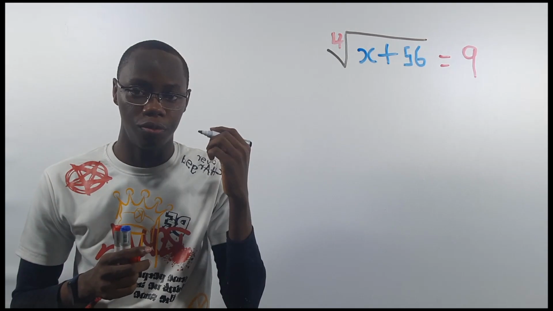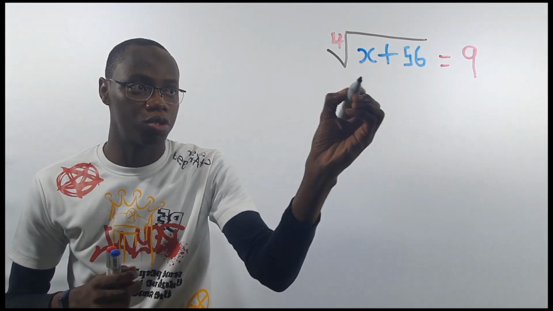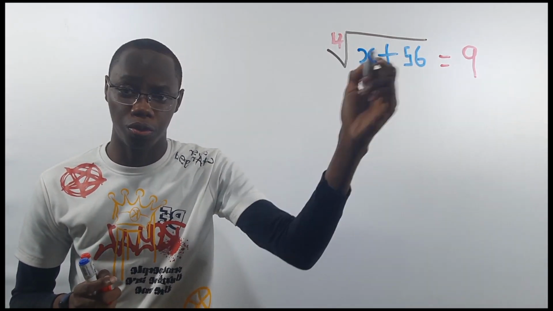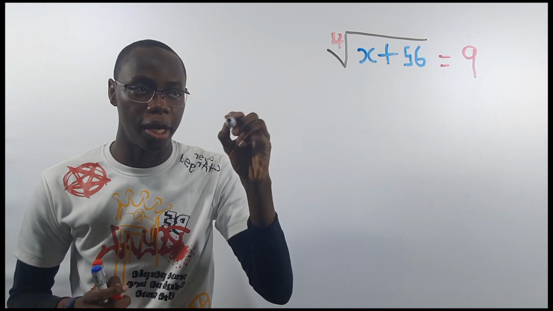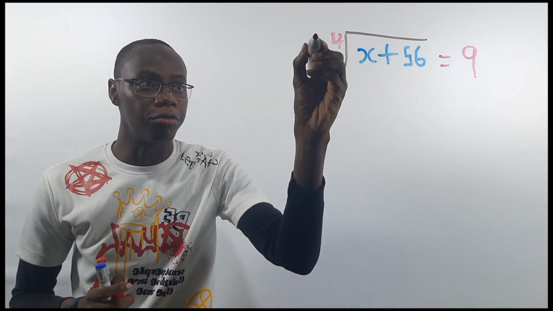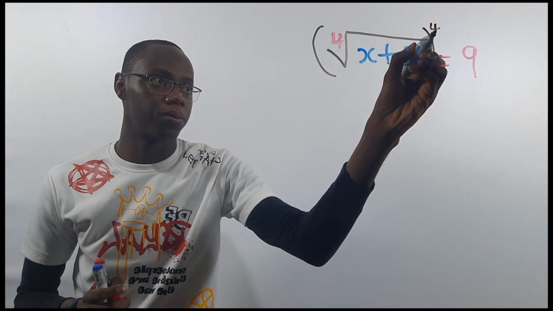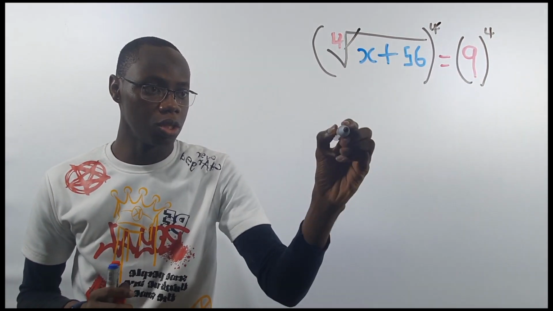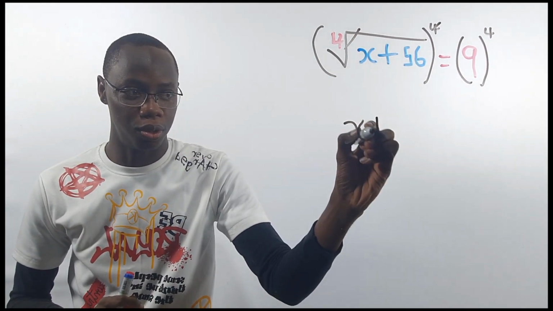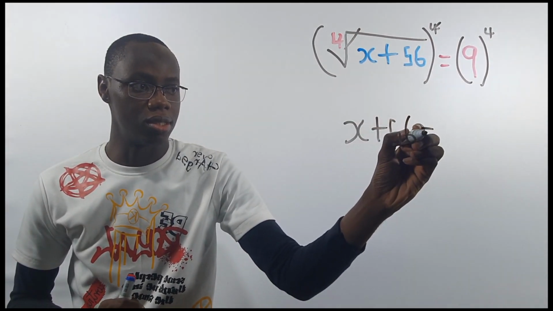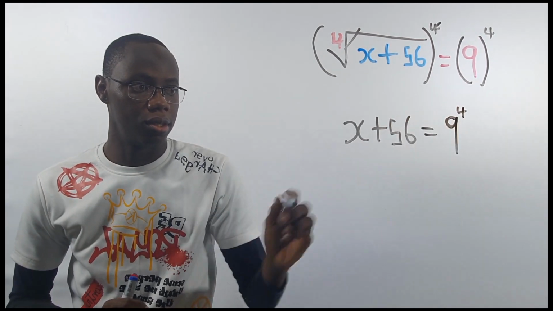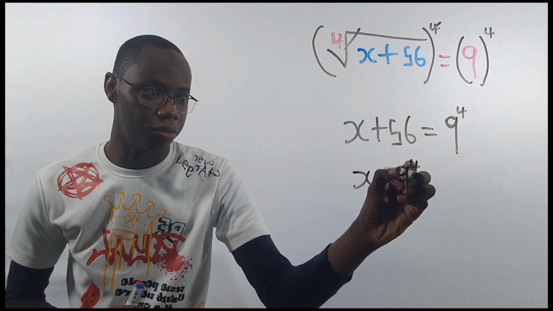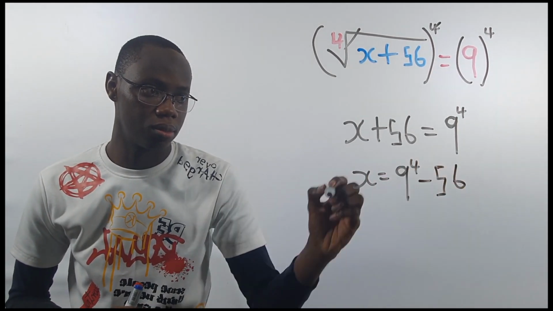Now look at this question, very basic, very easy. Look at the fourth root. The first thing you want to do is remove the fourth root. All you need to do is raise everything to the power of 4, and then everything here becomes 4. Once we cancel out, we're left with x plus 56 is equal to 9 raised to the power 4, and then x is just 9 raised to the power 4 minus 56. So this is your answer.